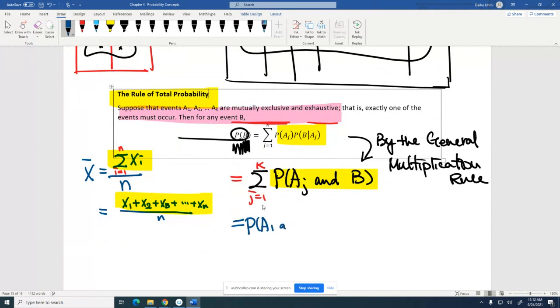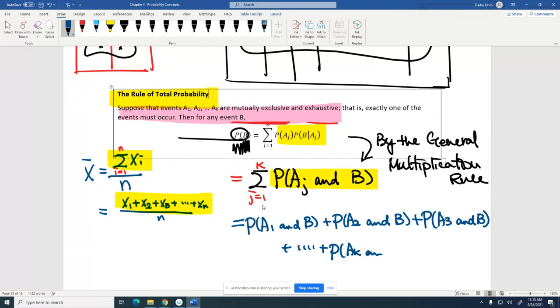probability of A1 and B plus probability of A2 and B. I just replace it one by one. And the next one is probability of A3 and B. And simply just keep going until probability of Ak and B. Does it make sense? Right? No?